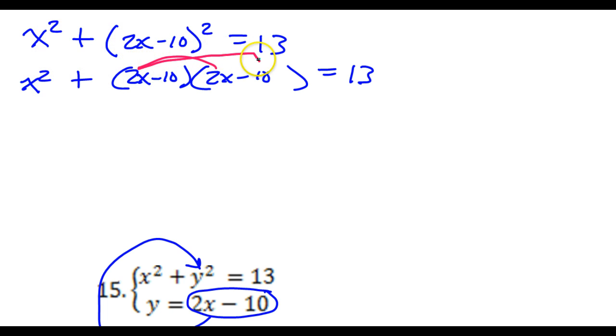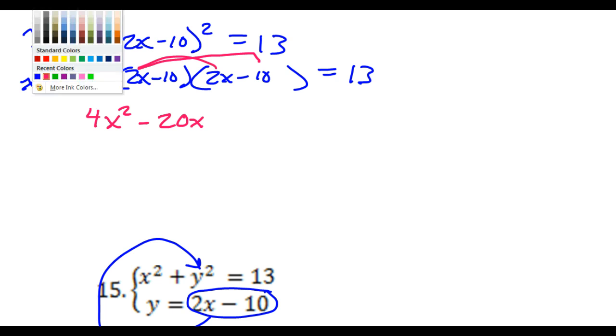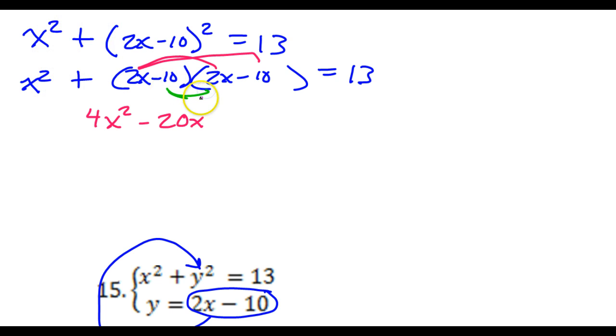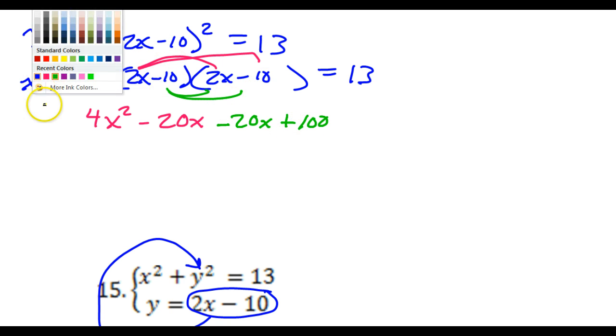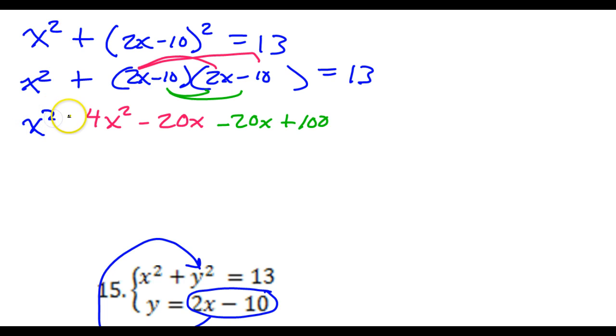So I'll distribute the 2x, so that's going to give me 4x squared. And then 2x times negative 10 is negative 20x. And then I'll distribute the negative 10, so that's going to give me negative 20x plus 100, because negative 10 times negative 10 is positive 100. So I'll bring down the x squared.